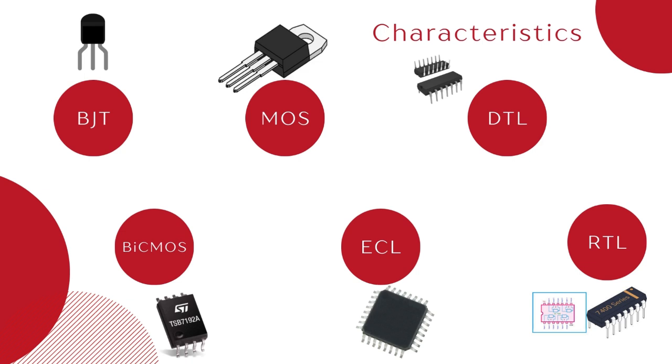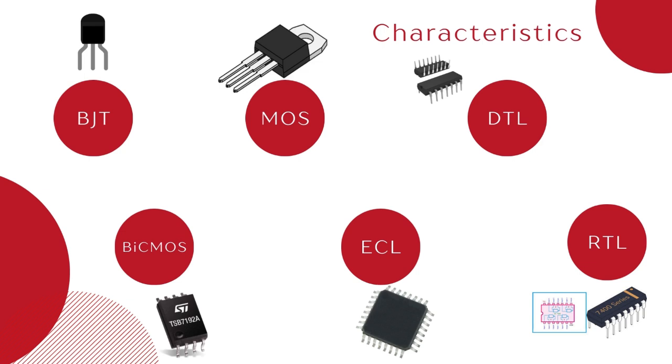BiCMOS, bipolar complementary metal oxide semiconductor. BiCMOS technology combines the best of both worlds, the high-speed capabilities of BJT transistors and the low power consumption of CMOS. By integrating both types of transistors, BiCMOS circuits can achieve high speed while maintaining lower power consumption than pure BJT circuits. This hybrid approach is often used in mixed signal applications where both digital and analog functions are needed.